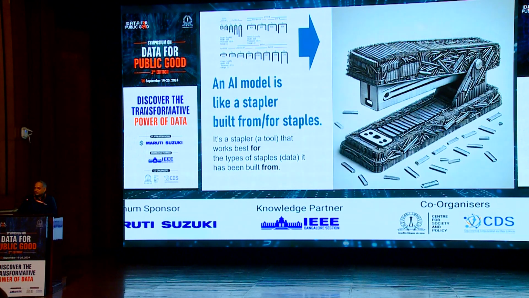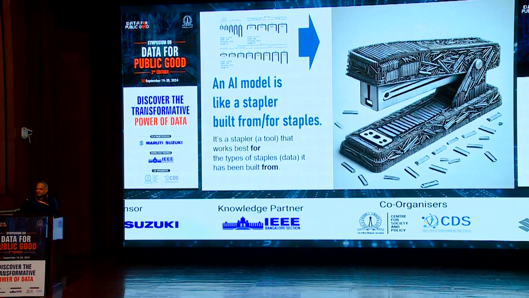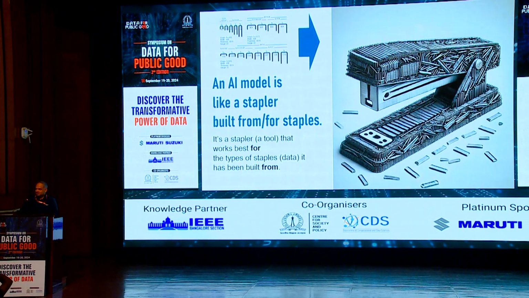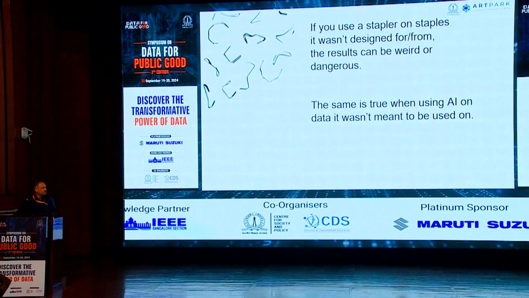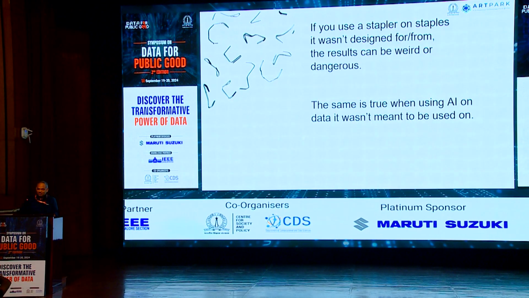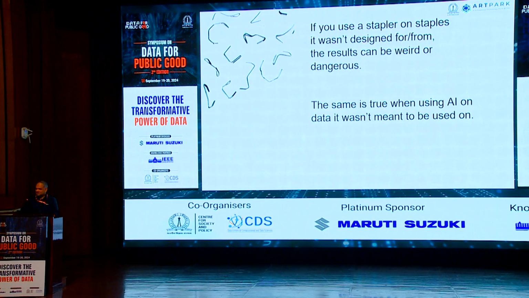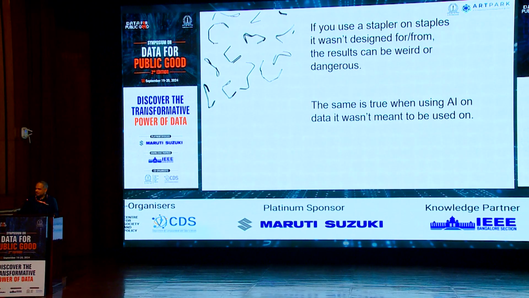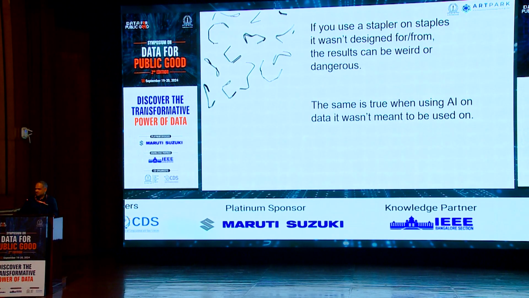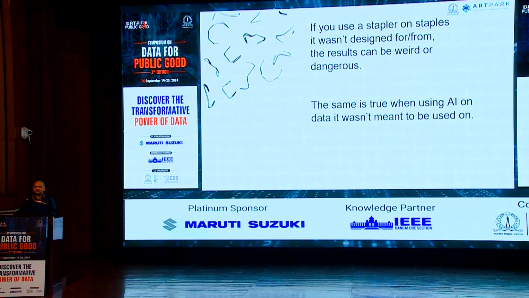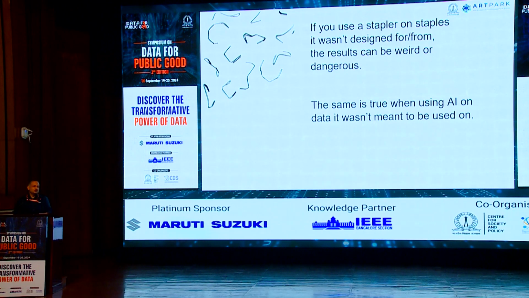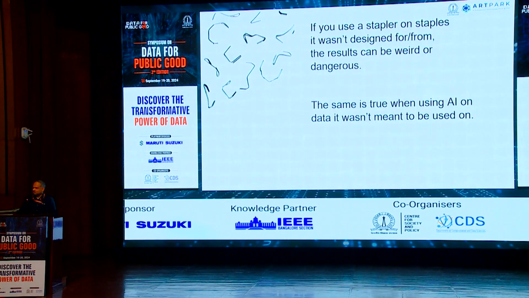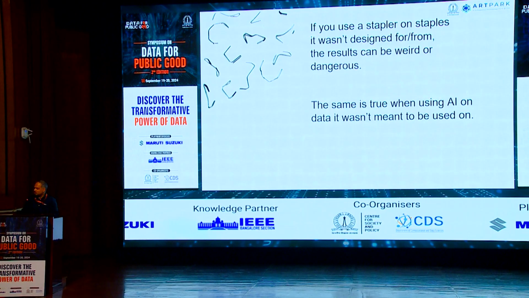So this is an analogy I often use. AI is like a stapler that's built using staples. And if you try to use it on staples that it wasn't trained on, things tend to be a bit mangled. And the result, especially in health, can be quite dangerous. Right? And I'm sure a lot of you have seen studies about results not generalizing enough, results from the lab not being useful enough in the field, and so forth.